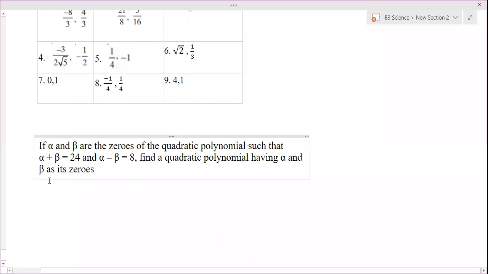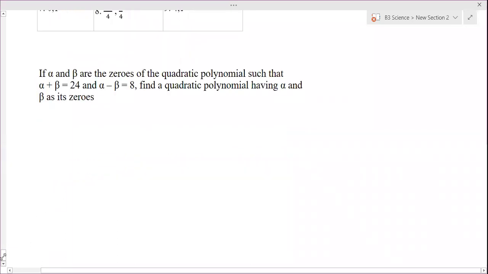Now the next type of questions. A variety of questions from the same topic, forming a polynomial, but the conditions given are different. For forming a polynomial, what do we need? Sum of zeros and product of zeros. Now in this given equation, we only have the sum of zeros. The product of zeros we don't have. So we have to find the product of zeros, then only we can form the polynomial.